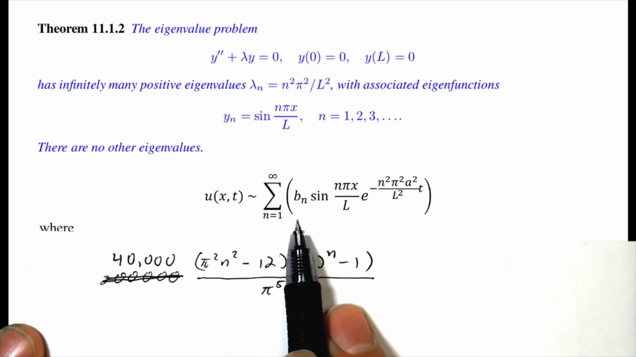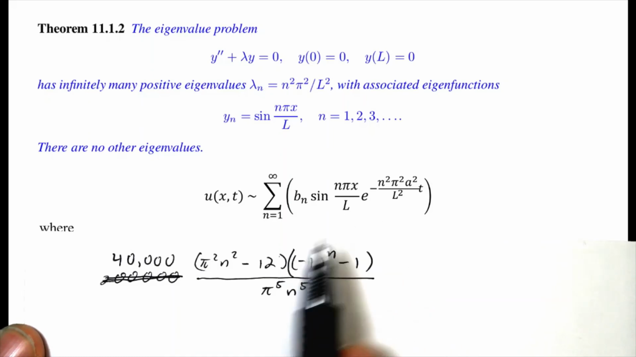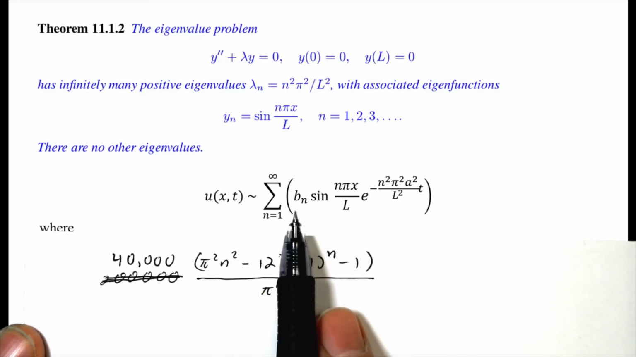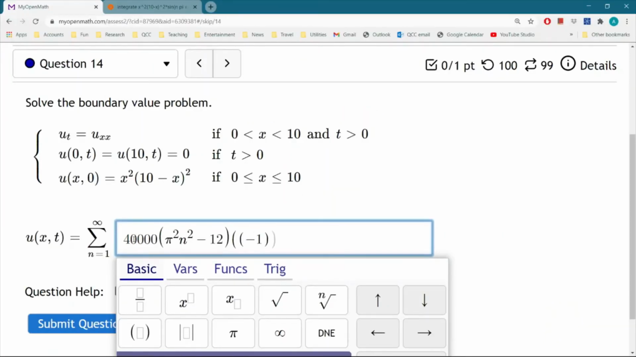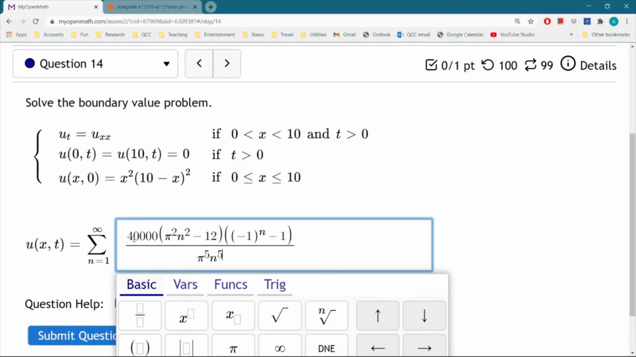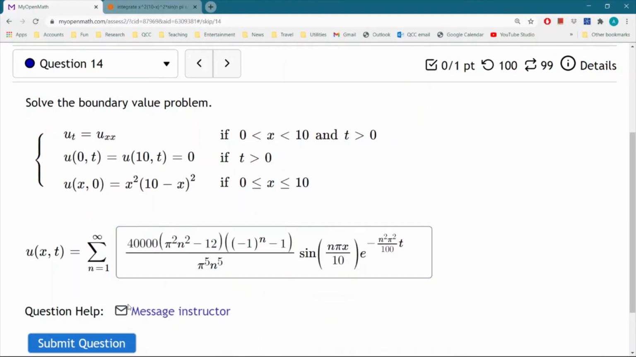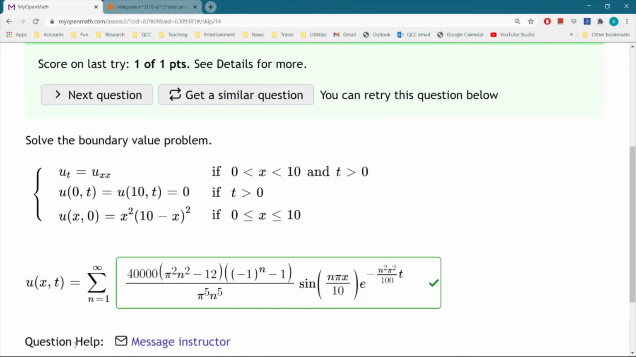So now we have it. We have our solution, right? We just have to insert this stuff in place of bn, and that will give us the answer. And that was just our coefficient. We're multiplying that by, and so that will be the answer. There we go.